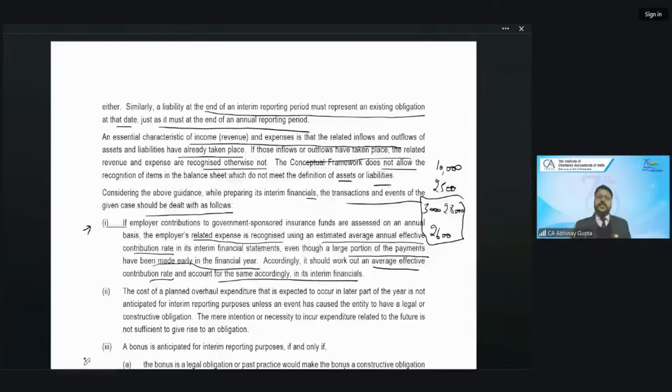But because in this question there were no figures given, and the question is asked only in terms of guiding principle, we are giving our answer accordingly. So this is how we are structuring our answer on this. Clear?